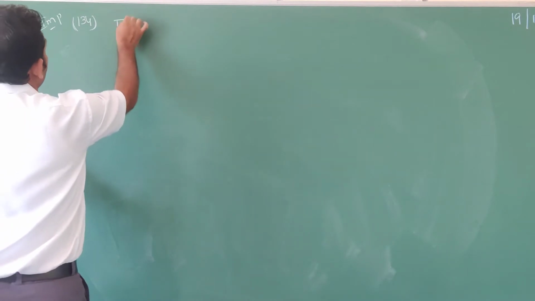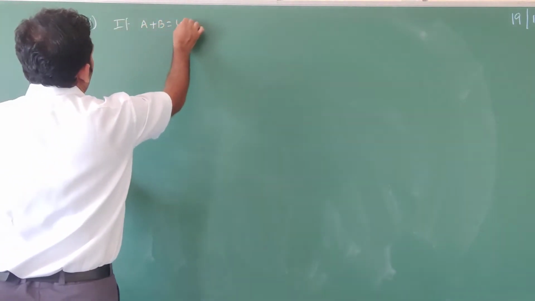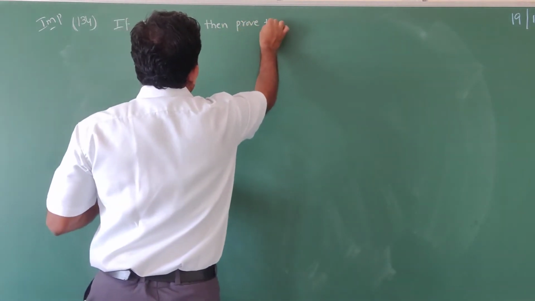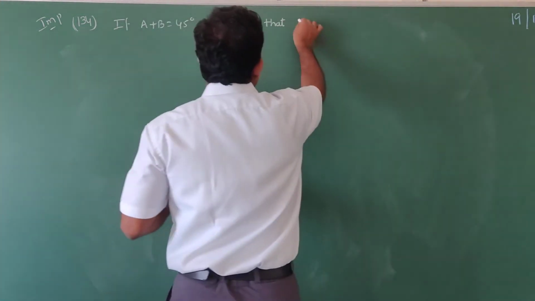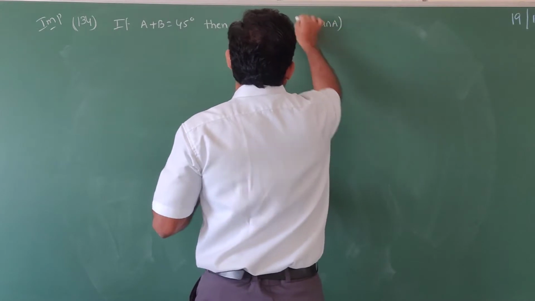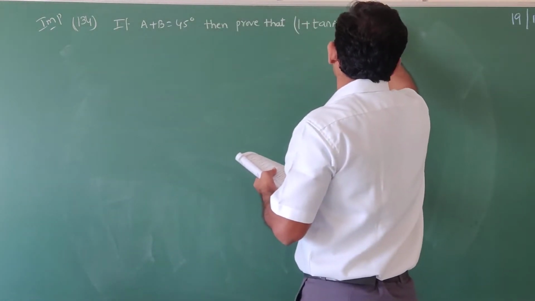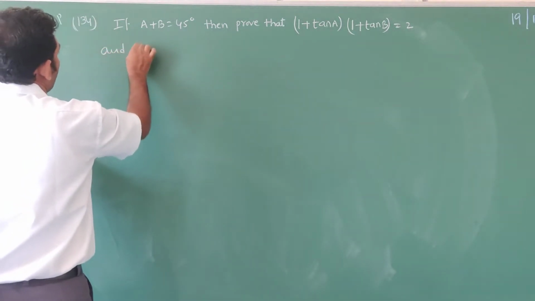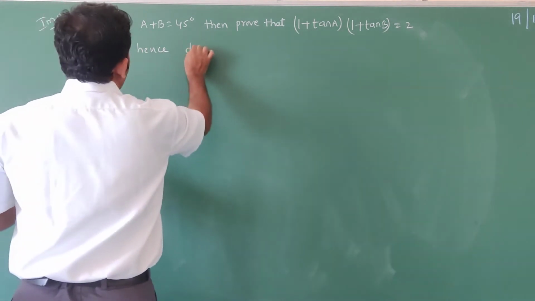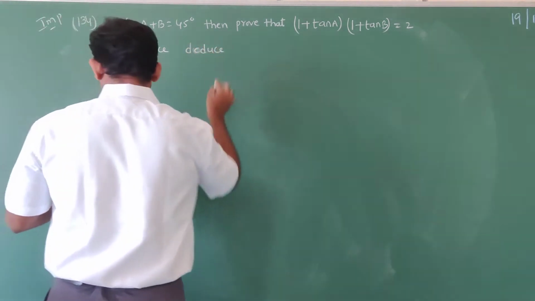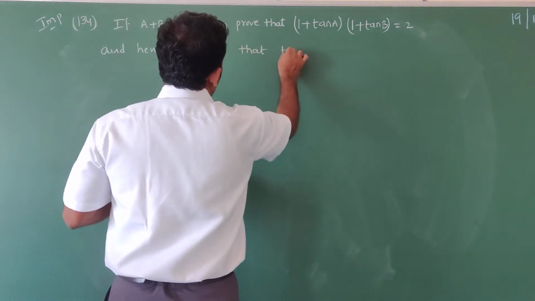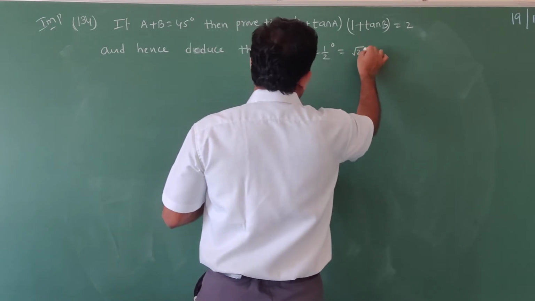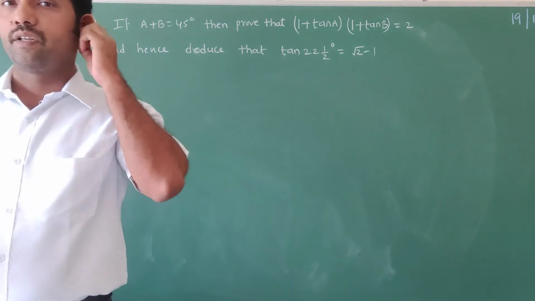So if A plus B is equal to 45 degrees, then prove that (1 plus tan A)(1 plus tan B) is equal to 2, and hence deduce that tan 22.5 degrees is equal to root 2 minus 1.